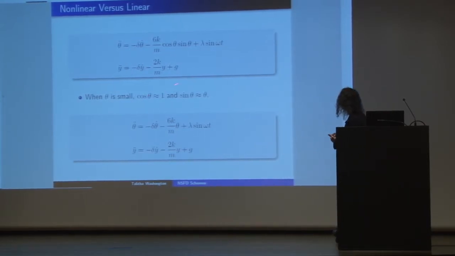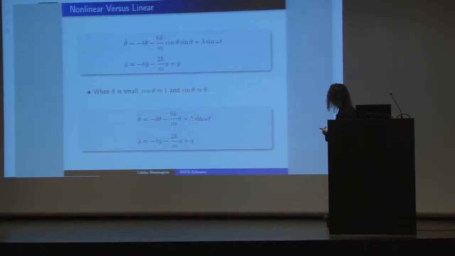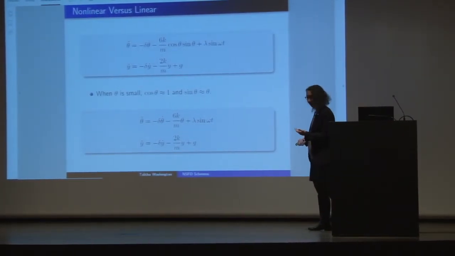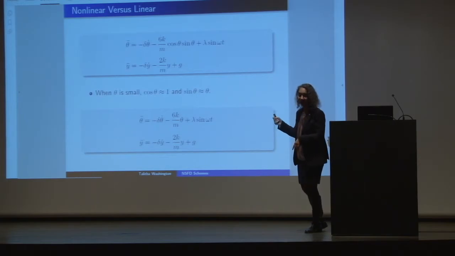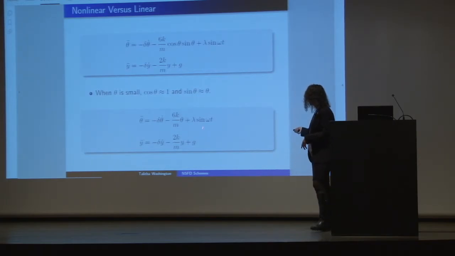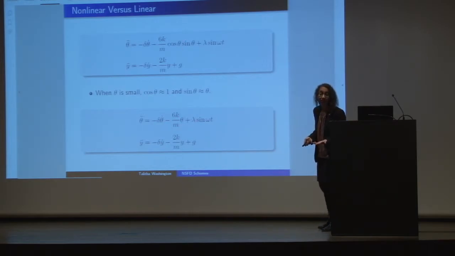So the question is, how does this system behave with the cosine theta, sine theta, versus this expression where you approximate theta being small? Remember, as theta goes to 0, cosine of theta goes to 1, right? Theta goes to 0, sine theta goes to theta. So if we make that substitution here, do this approximation, do we still get the same behavior, or do things really change? Does it really matter?